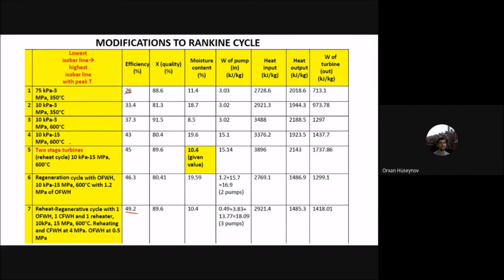Each modification increases efficiency, but the problem is that each one has advantages and disadvantages, so we should be very careful about these applications. Now let's start from the first one, and I will draw the TS diagram for each. For the first one, the operational case, you have to pay attention to the pressure lines. The lowest isobaric line is 75 kilopascal, the highest isobaric line is 3 megapascal, and the peak temperature is 350 degrees Celsius.